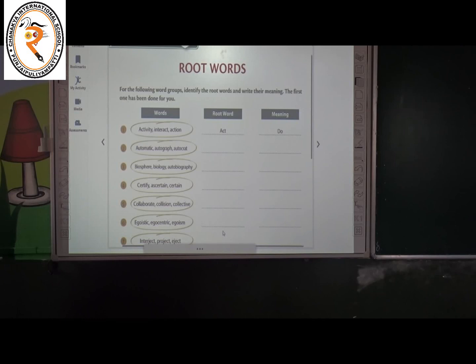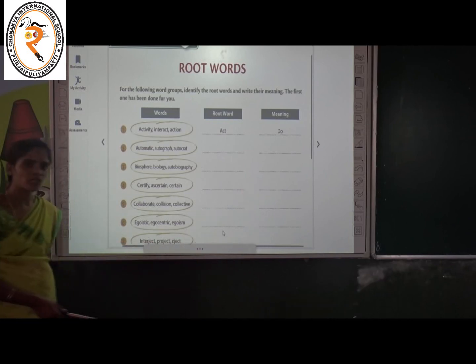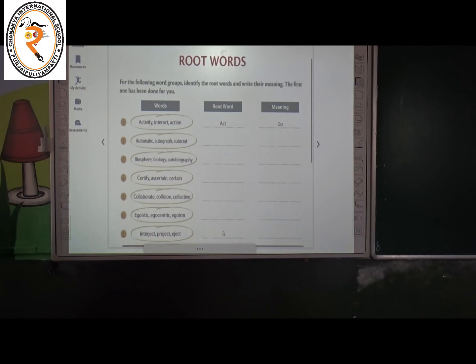And the fifth one. Collaborate, collation and collective. What is the root word? It is COL. COL is the root word and the meaning of this is together. So COL is the root word and the meaning is together. And the next one, see the sixth one.